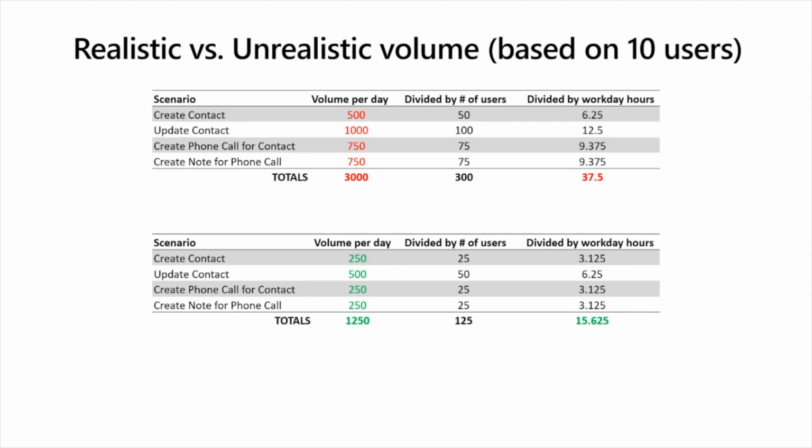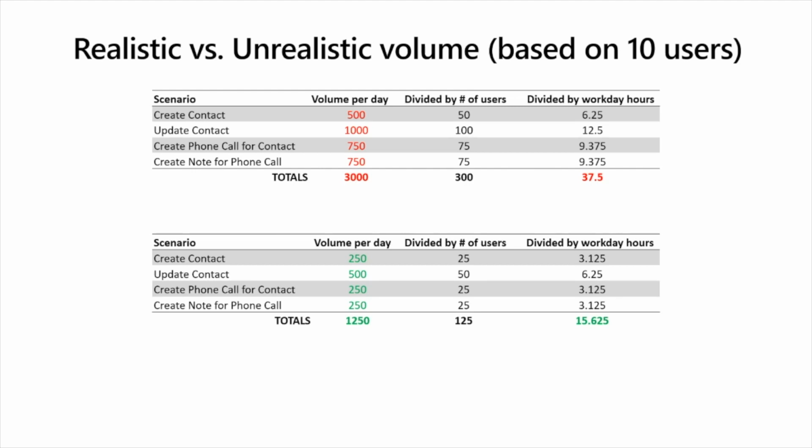The fourth column divides the amount of work per user by the number of hours in a workday, which is usually 8. We divide it by 8 so we know how many times a user will perform that scenario in an hour, because we want to run our tests for an hour. So in these tables, we're talking about a user's typical workday. They'll create some contacts, they'll update a contact, they'll have a phone call with a contact, and then they'll create a note for the phone call that they just had.